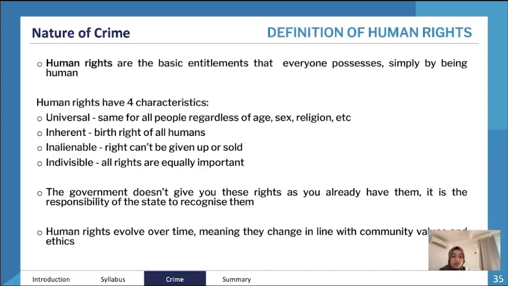The human rights basically evolve over time depending on community values, the ethical standards, the moral standards, what applies, what doesn't, changes over time, so that will change with that.